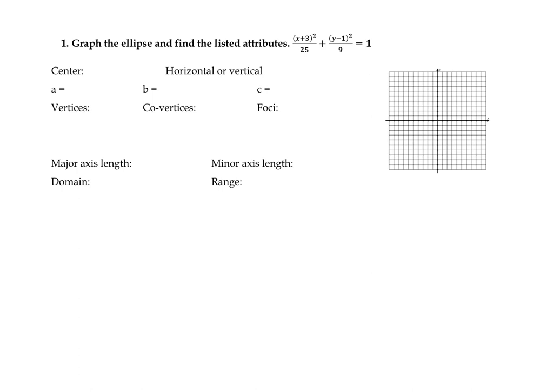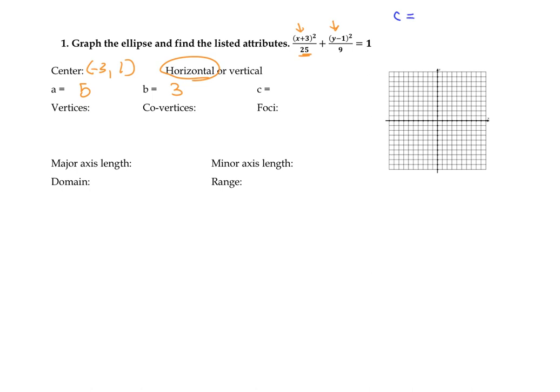Okay, so we have an ellipse, and we're going to fill out the major attributes. So I can look inside, and here the x is plus 3, so it's x minus negative 3, so that would be negative 3, and this would be positive 1. The larger number is under the x, so that's going to be horizontal. The a value is the square root of 25, which is 5. The b value is the square root of 9, which is 3.